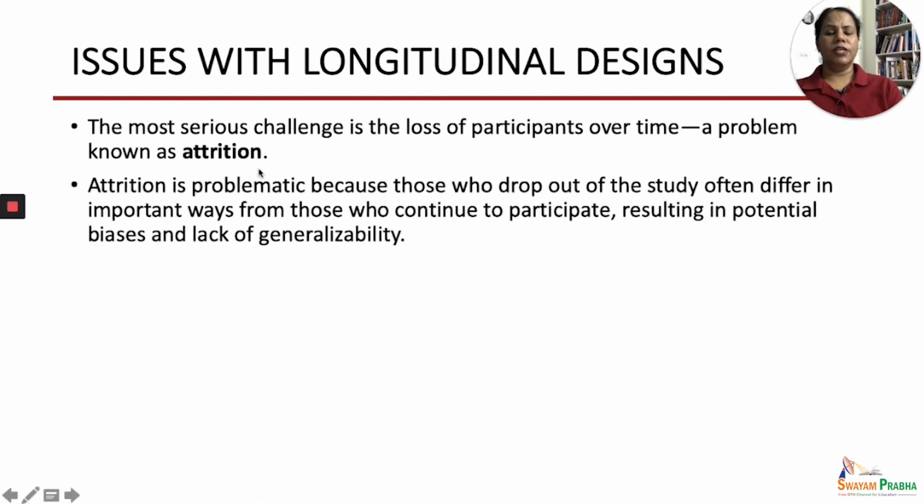So what is attrition? Attrition is problematic because those who drop out of the study often differ in important ways from those who continue to participate, resulting in potential biases and lack of generalizability. Because here you are losing the participants, and those participants may differ a lot from the other people who continued to participate in your study. This may result in bias in your results, a decrease in the validity of your results, and further a lack of generalizability of your study.